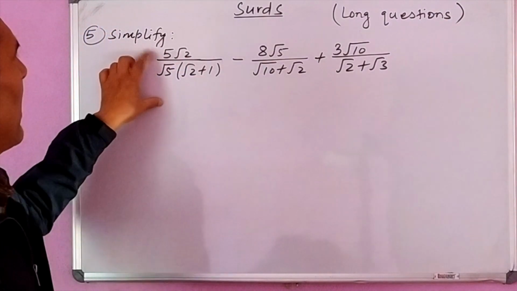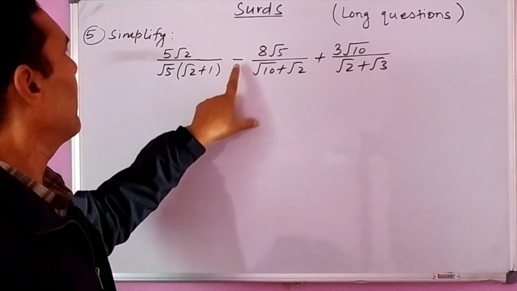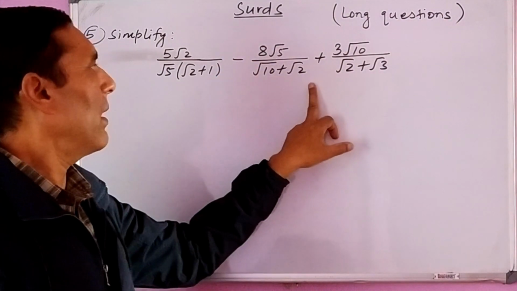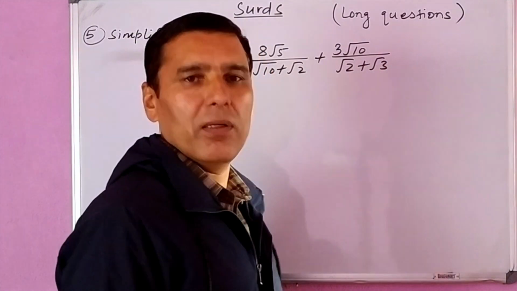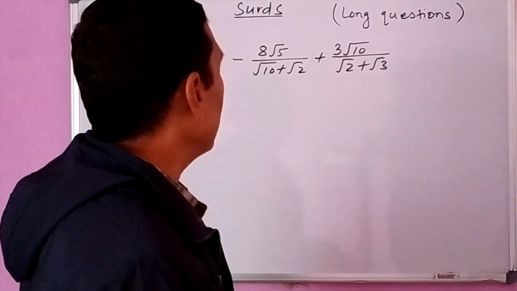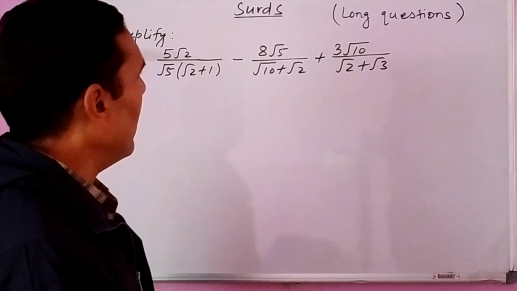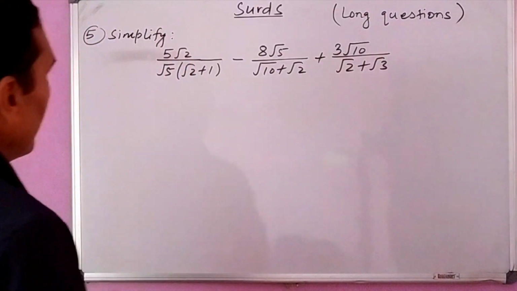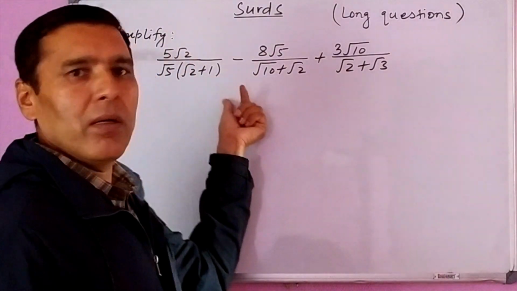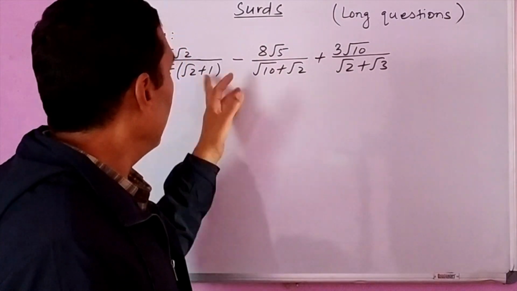Our question is 5 root 2 upon root 5 bracket root 2 plus 1, minus 8 root 5 upon root 10 plus root 2, plus 3 root 10 upon root 2 plus root 3. But this question also we simplify by rationalizing the denominator. This is the best way to simplify this type of question. So first we rationalize the denominator, multiplying each denominator with the conjugate of it.